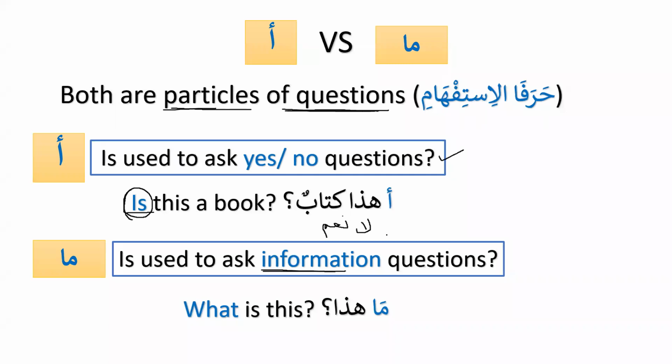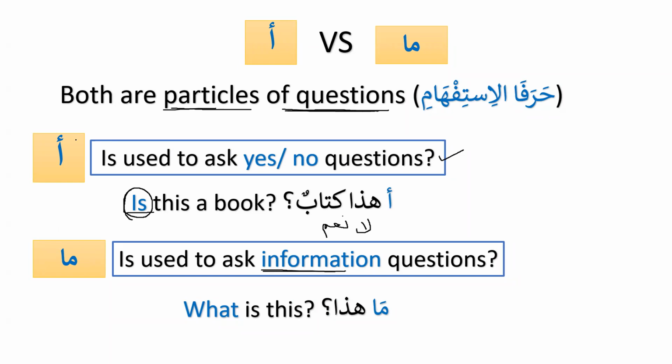For example, when you say, ma hada, what is this? So what will be the answer? Yes, na'am, la, of course not. So you will say, hada kitabun, hada qalamun. So you have to give a detailed answer. You have to give some information about that. So that is the basic difference between hamza and ma.